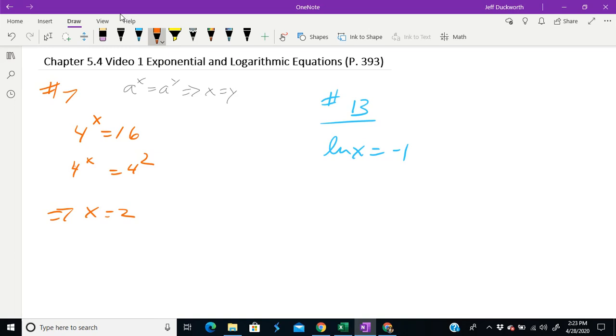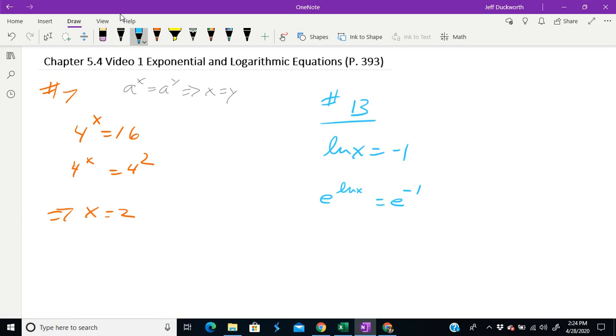All right, so let's do 13. So we have the ln of x equals -1. Well, we're looking for what x can be that this will happen. So that, remember, the inverse of ln is e, so we can do e to the ln of x and e to the -1. And as long as we do that to both sides, it's legal.